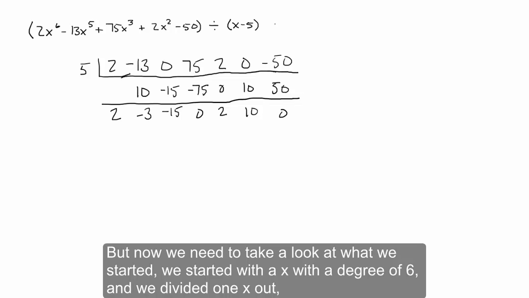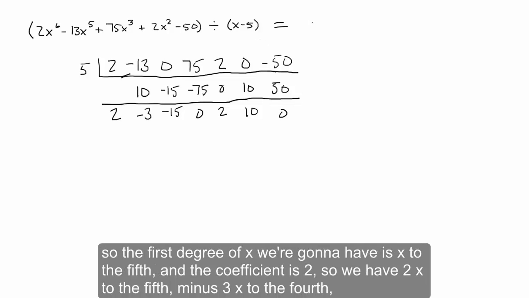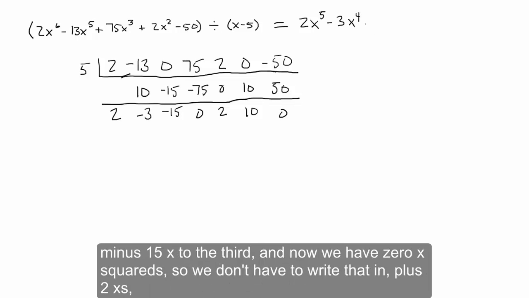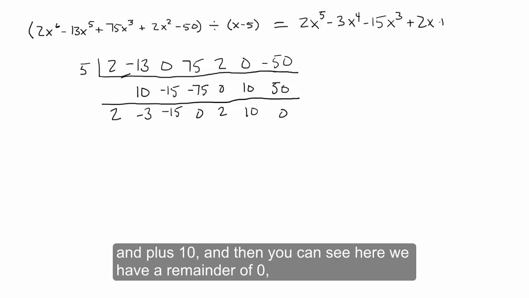But now we need to take a look at what we started. We started with an x with a degree of 6, and we divided one x out. So the first degree of x we're going to have is x to the 5th, and the coefficient is 2. So we have 2x to the 5th minus 3x to the 4th minus 15x to the 3rd, and now we have 0x squareds, so we don't have to write that in, plus 2x and plus 10. And then you can see here we have a remainder of 0.